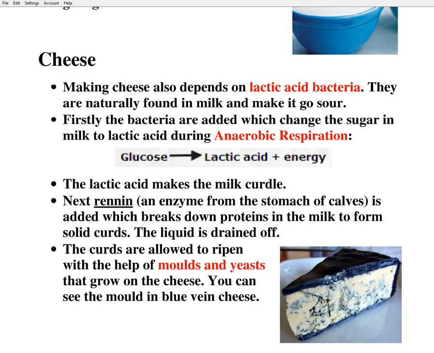So these are a few more examples of how bacteria are actually really good and helpful to us.